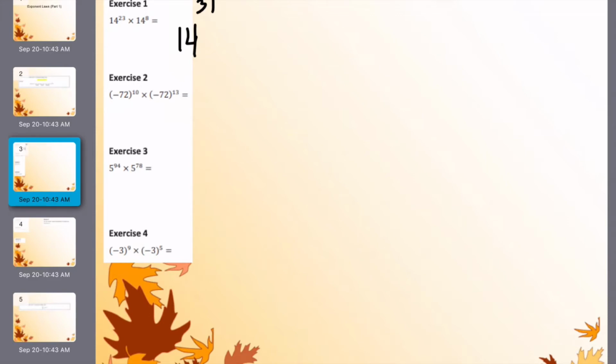So for exercise 2, I know that I need to keep my same base of negative 72. Throw that in parentheses. 10th power, 13th power, I see that I'm multiplying things together. So I add my exponents together and I get to the 23rd power.